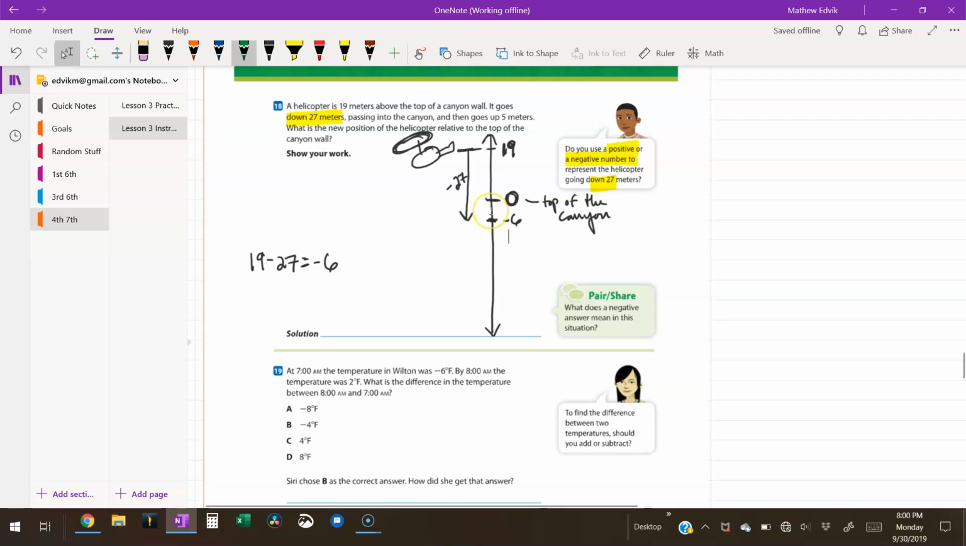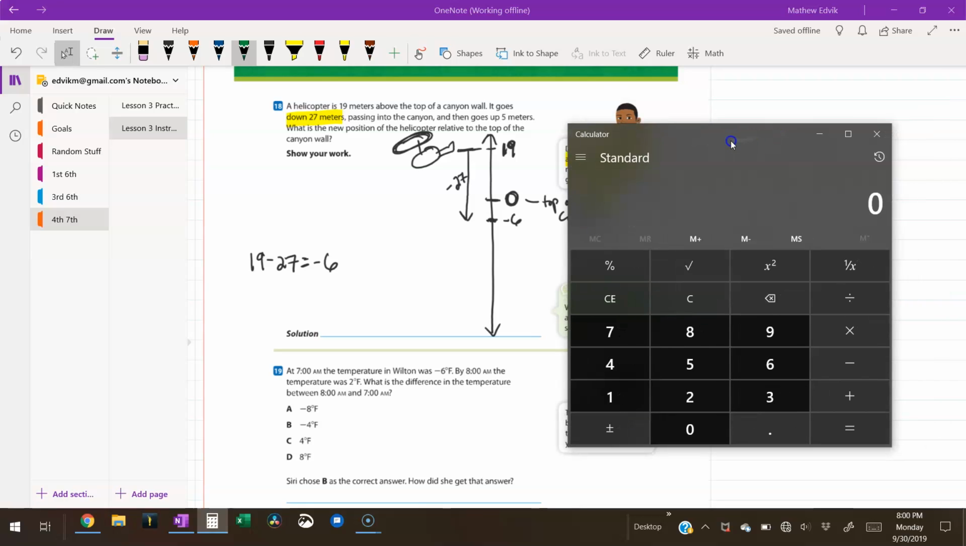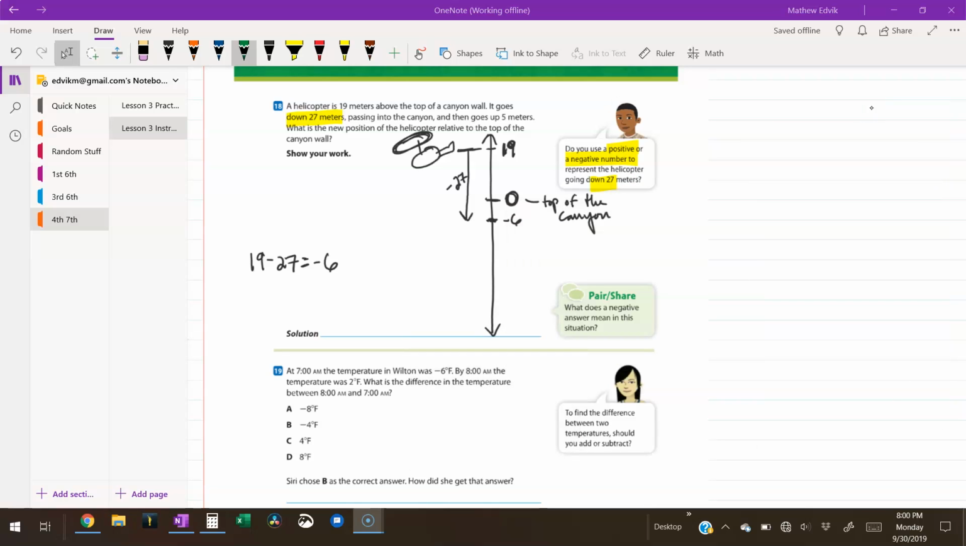Wait a second. I'm going to check that. So if we pull up the calculator, let's see, we're going to say 19 minus 27, and it's actually -8. So I thought something was fishy there. So that was my bad. And now I'm just making weird marks everywhere. So that's going to be -8.